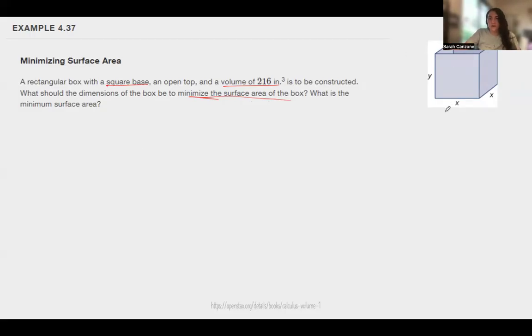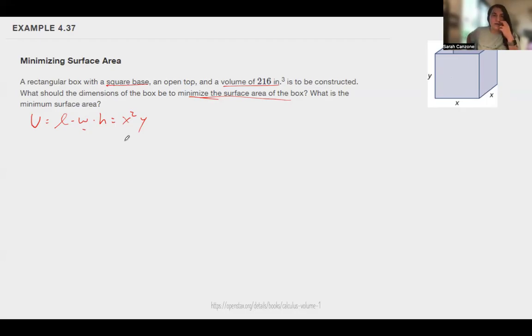So the square implies that these two base sides are maybe just x and x, or whatever you want to call it. You can say b and b if you'd rather, for base. And then the height is going to be a different value, y. Well, volume, we know, is going to be length times width times height, which in this case is x times x times y, which is x squared y. So that one's pretty simple.